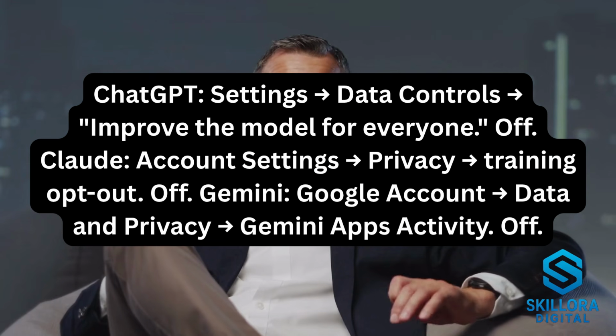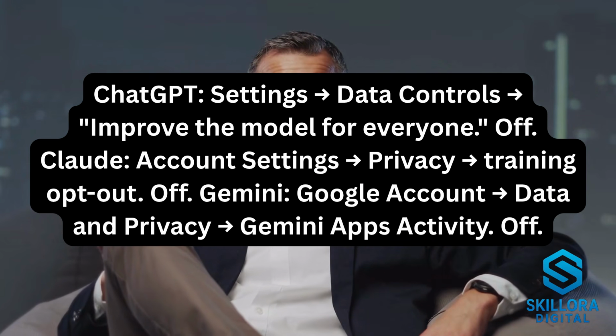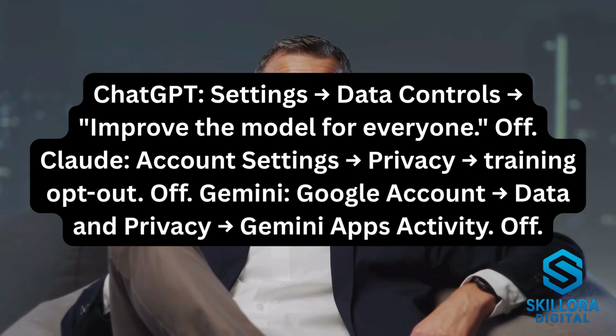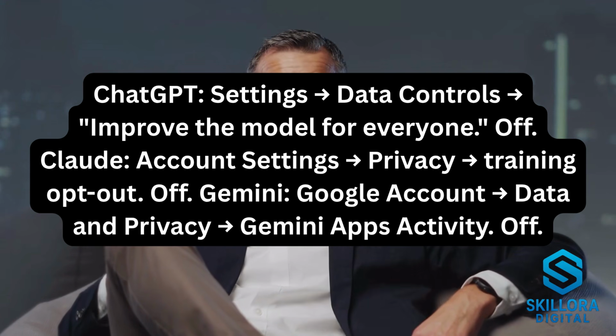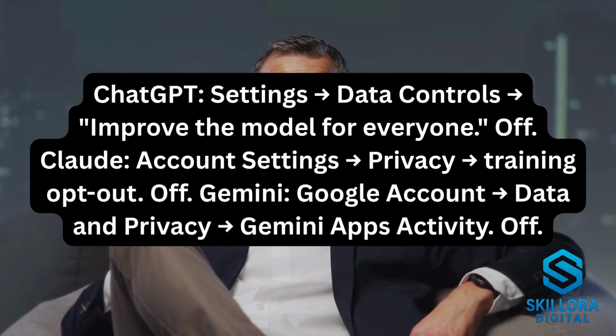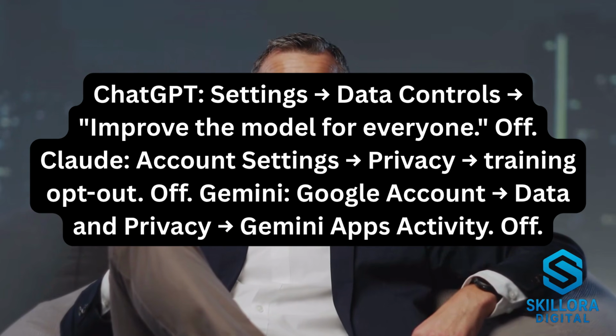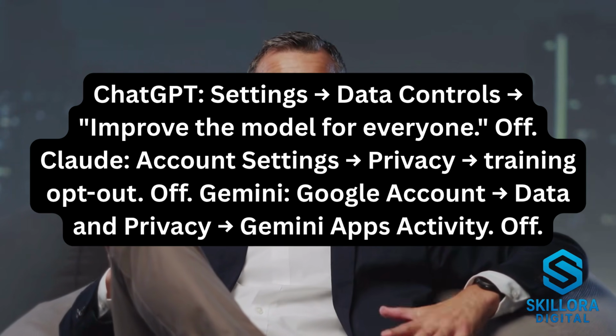Step 1. Turn off the training toggle on every platform you use. ChatGPT: settings, data controls, improve the model for everyone. Off. Claude: account settings, privacy, training opt-out. Off. Gemini: Google account, data and privacy, Gemini Apps Activity. Off. Same action, 3 different locations. Do all 3 before you move to Step 2.